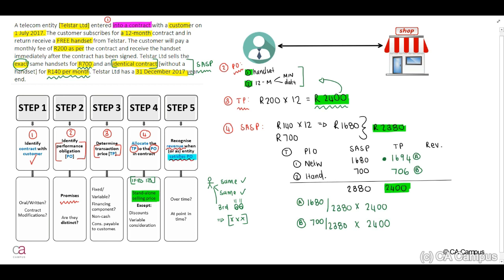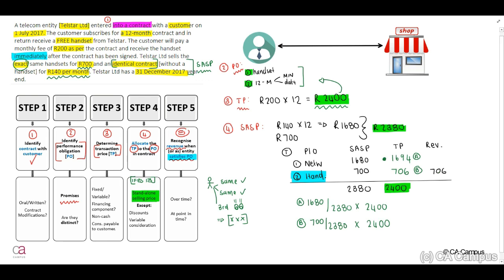Now let's just quickly talk about this one. When will the performance obligation relating to our handset be satisfied? They've indicated to us that the customer will receive the handset immediately after the contract has been signed. Therefore, do you agree with me that we may recognize the revenue relating to our handset? And this will be the 706.